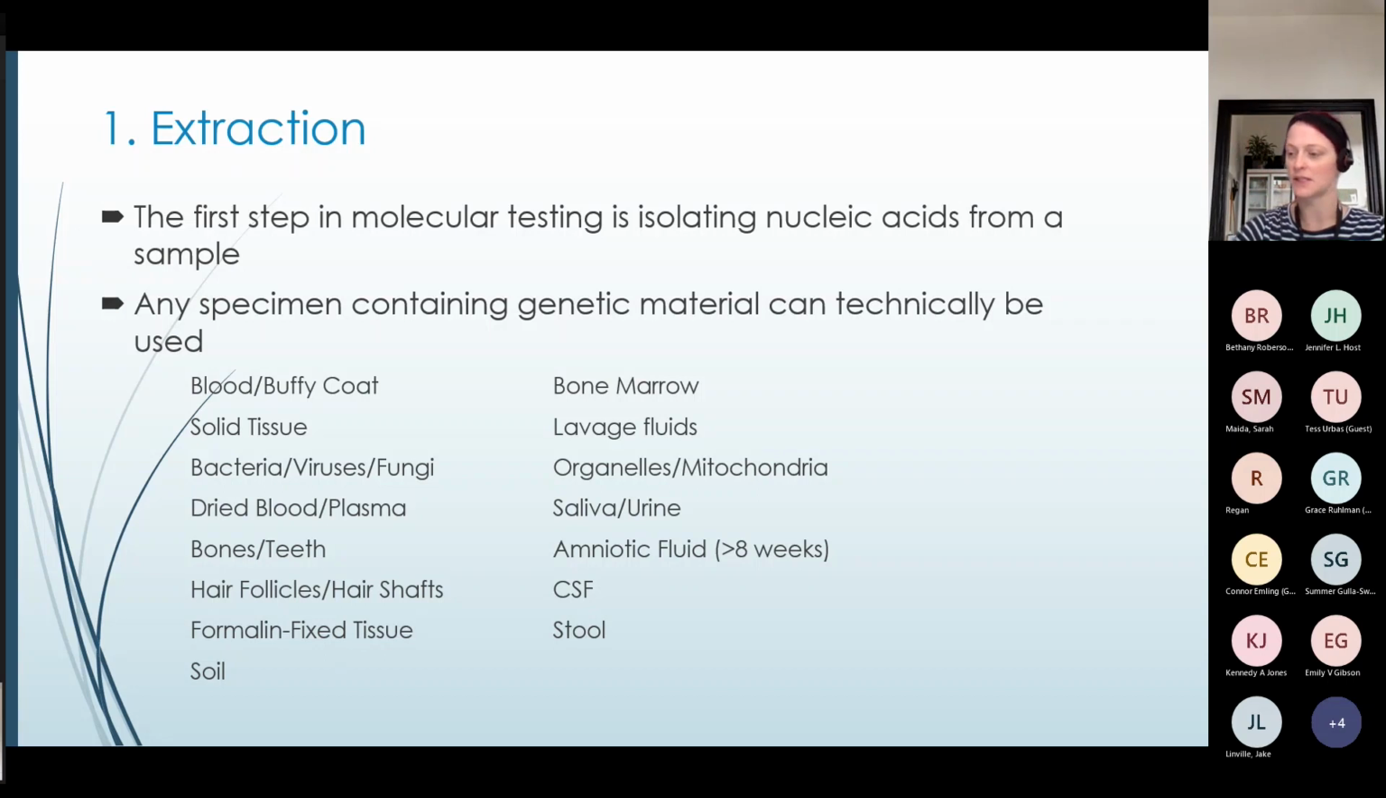Plasma, bones and teeth, hair follicles and hair shafts, formalin fixed tissue. We actually use formalin fixed tissue for Bartonella henselae detection in our lab. You could get it from soil, lavage fluids, like BALs, saliva, urine, amniotic fluid, CSF, and stool. When you extract from formalin fixed tissue, there are some extra steps. Also with stool, there are some extra pre-treatment steps. Again, you have a lot of extra stuff that you need to get rid of and break down, so there are extra pre-processing steps in the extraction process.